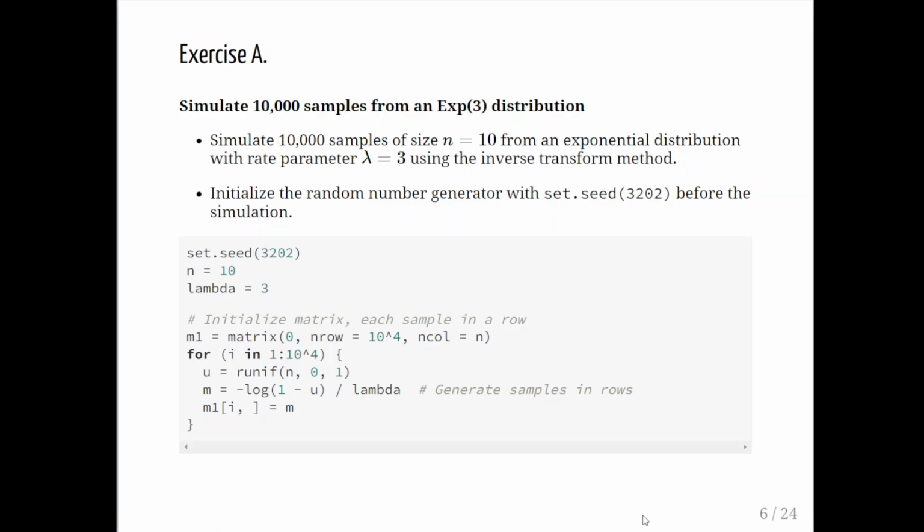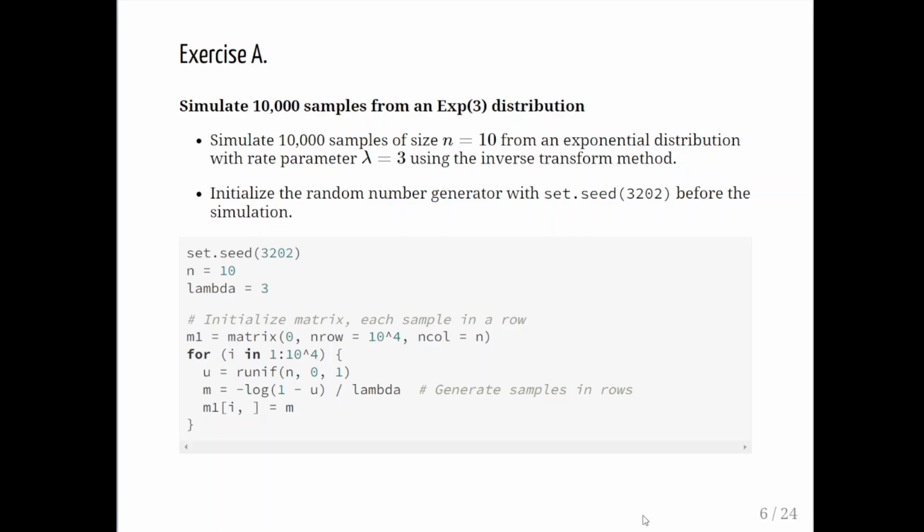So what we're going to do is set them up in a matrix. Okay, so we're going to call this matrix M1 and initialize it with values of 0. And there's going to be 10,000 rows, which is 10 to the power of 4. And the number of columns is going to be n. In this case, it's 10.